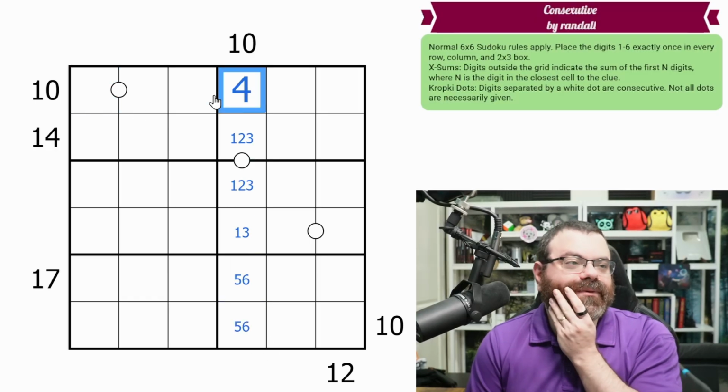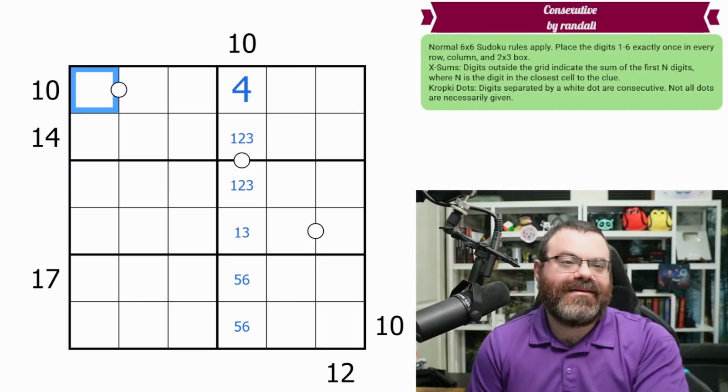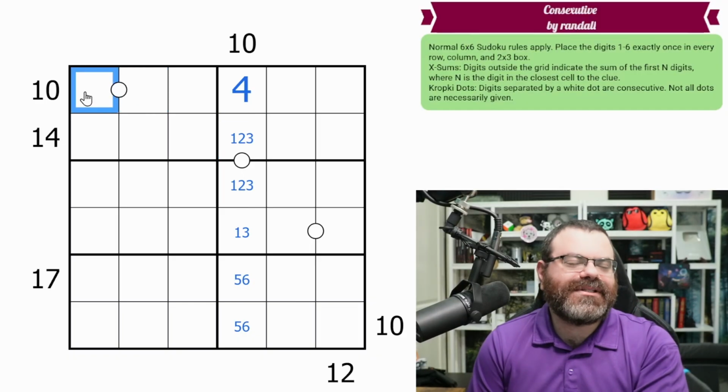Now this 10 can't be a 4. There's actually only 2 choices for a 10 sum. I don't know why I did all that even odd stuff. I just thought it was fun.